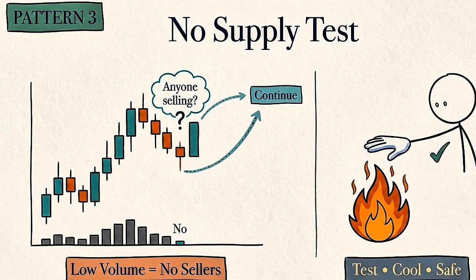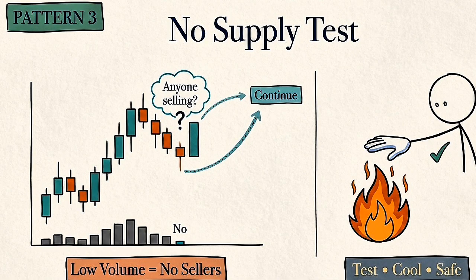Pattern 3. No supply test. After an uptrend, price pulls back a little. You're worried. Is this a correction? Then you look at volume. A small red candle, and volume is very low. The market is asking a question. Does anyone want to sell here? And low volume answers, no, not really. That's a no supply test. Sellers are absent. The uptrend is likely to continue. Like testing if the fire is hot.